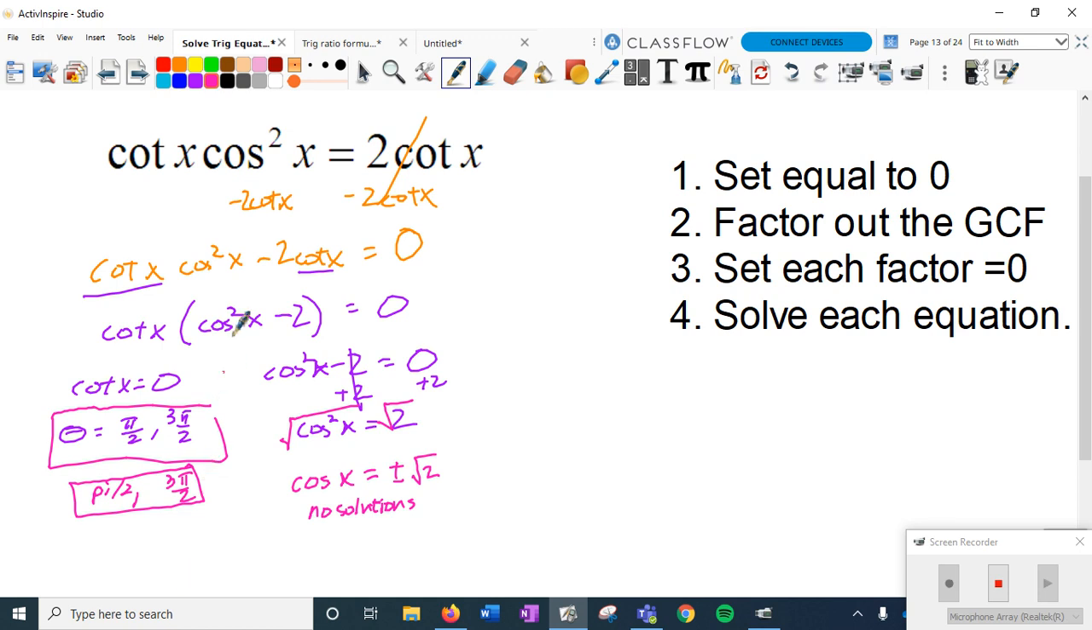Okay, oops, I should write that as I'm going to put it into Canvas. So that would be space 3 pi slash 2. Okay, that's it. Remember to set everything equal to 0, factor out the greatest common factor, set each factor equal to 0 because now you have a zero product property situation, and then you're going to solve each equation. All right, we'll see you in class.